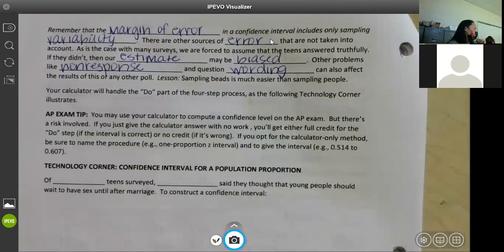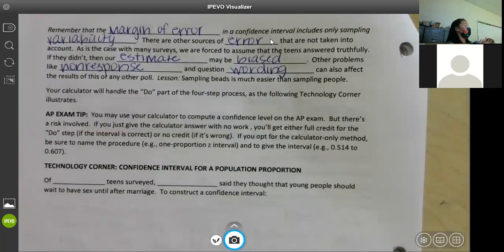All right, your calculator will handle the do part of your 4-step process as the following technology corner illustrates. However, you may use your calculator to compute a confidence level on the AP exam, but there's a risk involved. If you just give the calculator answer with no work, you'll get either full credit for the do step if the interval is correct, or no credit if it's wrong. If you opt for the calculator only method, be sure to name the procedure, 1 proportion Z interval, and give the interval.